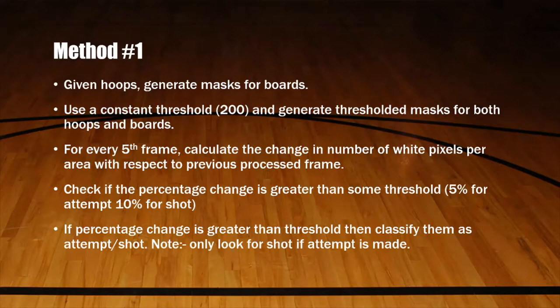So the shot is the ball passing through the hoop, or if there is any movement inside the hoop, then that's a shot for our method one. So if a percentage change is greater than the threshold, then we classify them as attempt or shot. As I said before, first an attempt needs to be made, then only we will see about the shot.